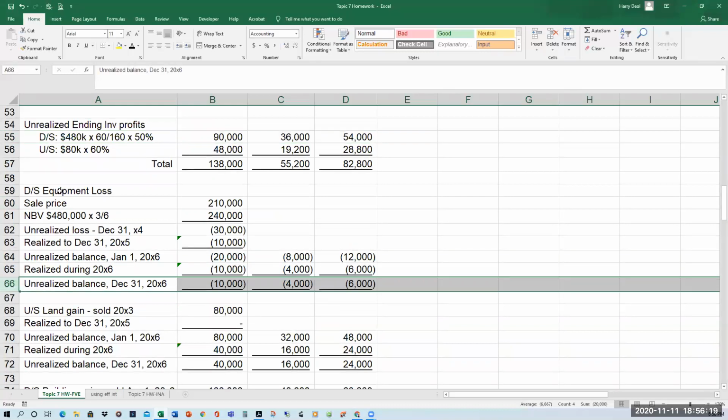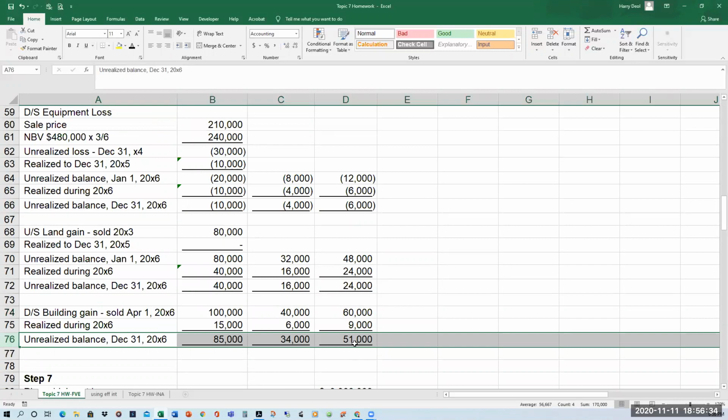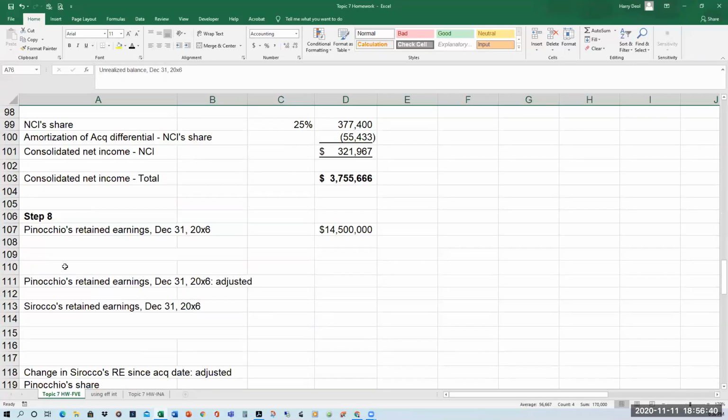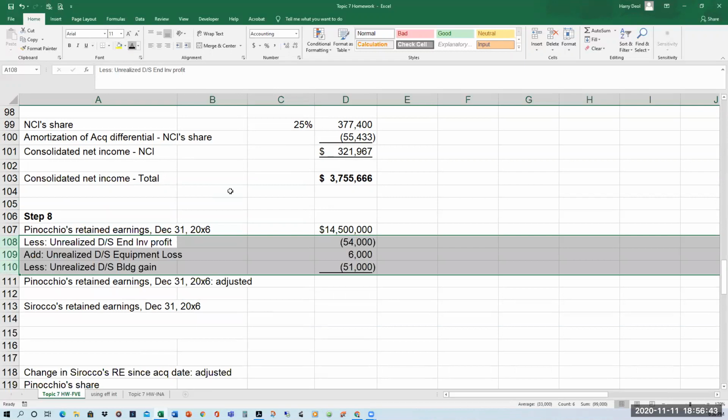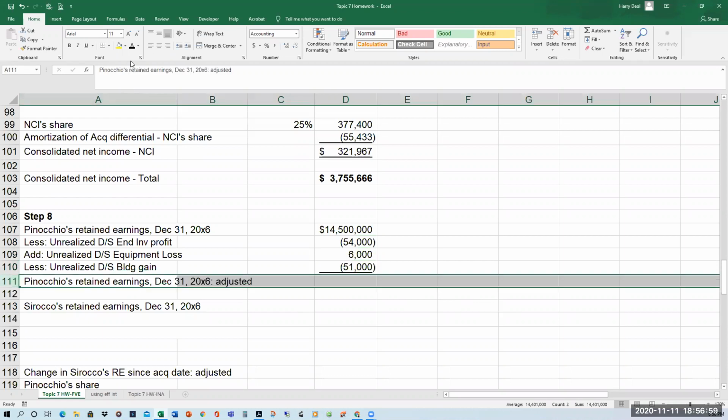With regards to the downstream equipment loss, we have $6,000 of after-tax loss remaining unrealized. So this amount will end up adding back. And then as far as the building gain is concerned, there's an amount of $51,000 after taxes. This will be subtracted. The 3 adjustments to be made to the parent company's retained earnings: minus the unrealized downstream ending inventory profit, add back the unrealized downstream equipment loss, and minus the unrealized downstream building gain. And we get Pinocchio's retained earnings adjusted, $14,401,000.